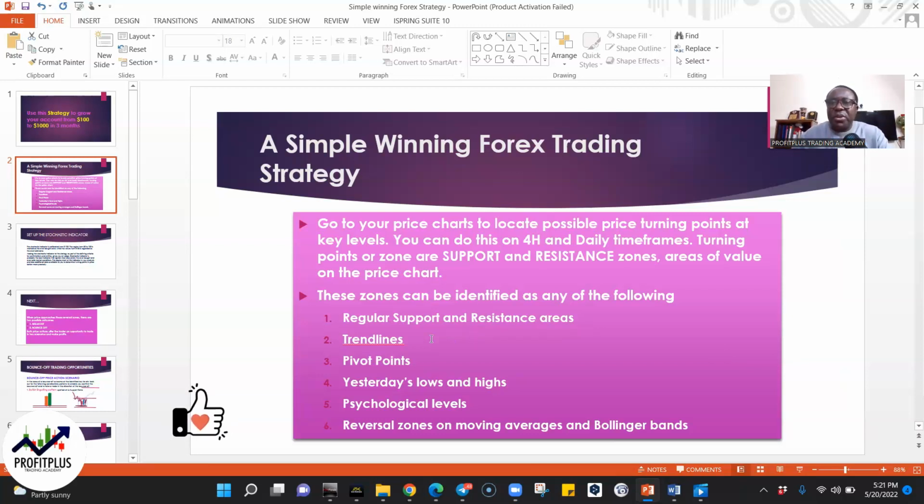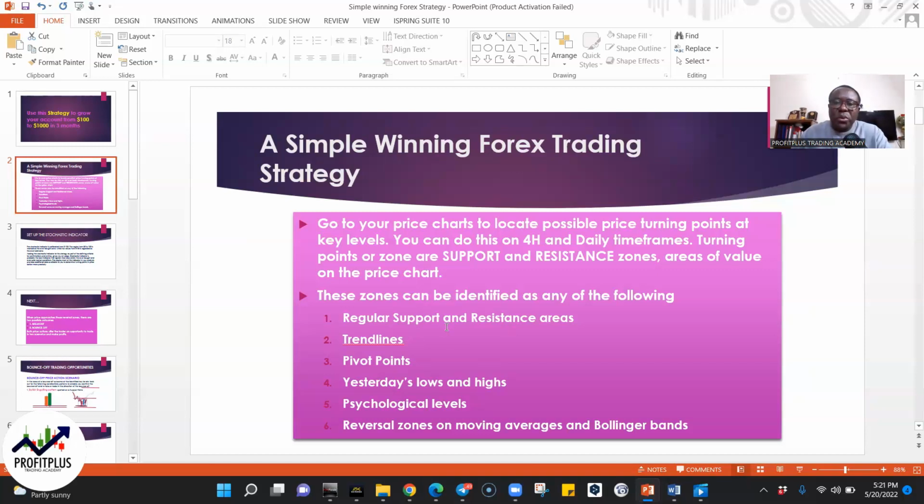In that case, you are looking for a trending market. You can also find this in a market that is ranging between support and resistance zones. We can see this in trending markets. We can also see these turning points around pivot points, the pivot key levels. You can identify those on the charts.